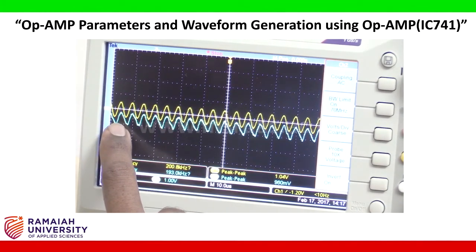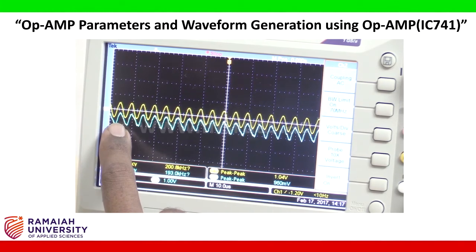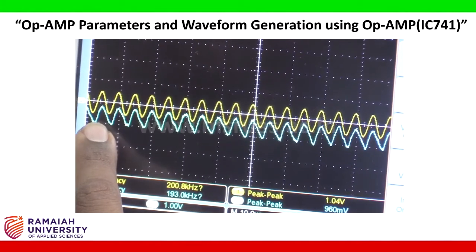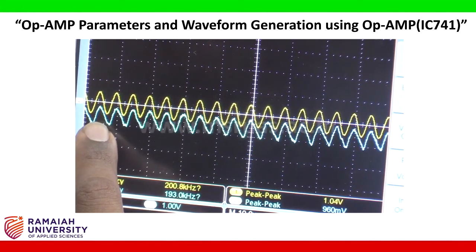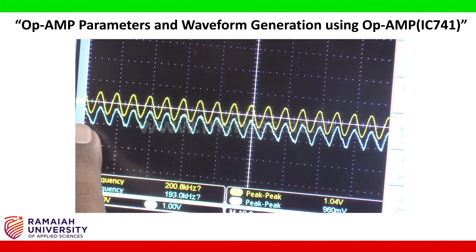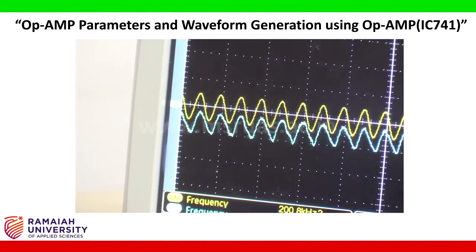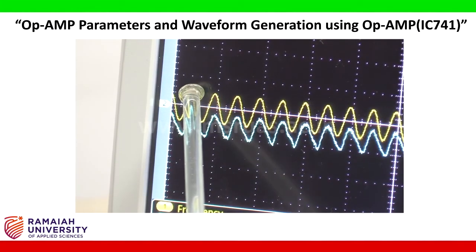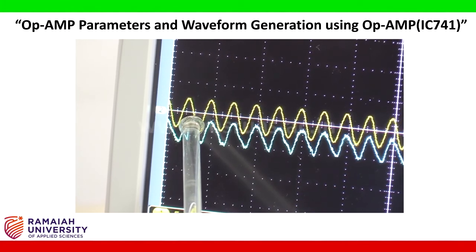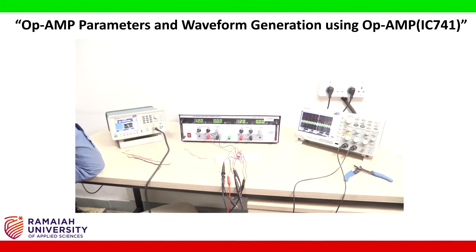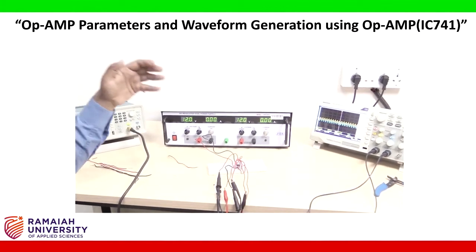So the output changes with the input. Okay, so it gives 1 volt peak to peak and 200 kilohertz with different time slots. Okay, see here, the period of this will start with some different time instant and this period will start with a different time instant. So this completes the experiment. So we can measure the bandwidth by using the formula and slew rate values.